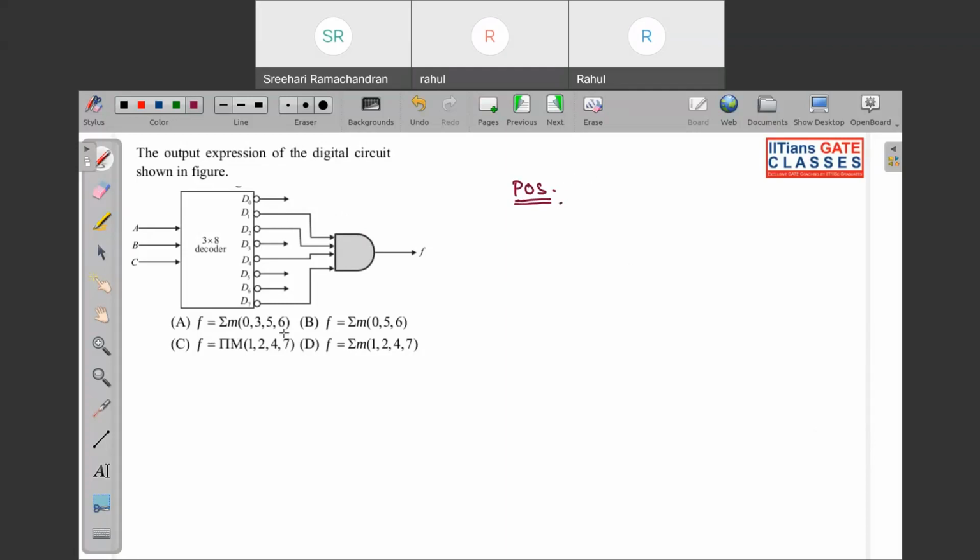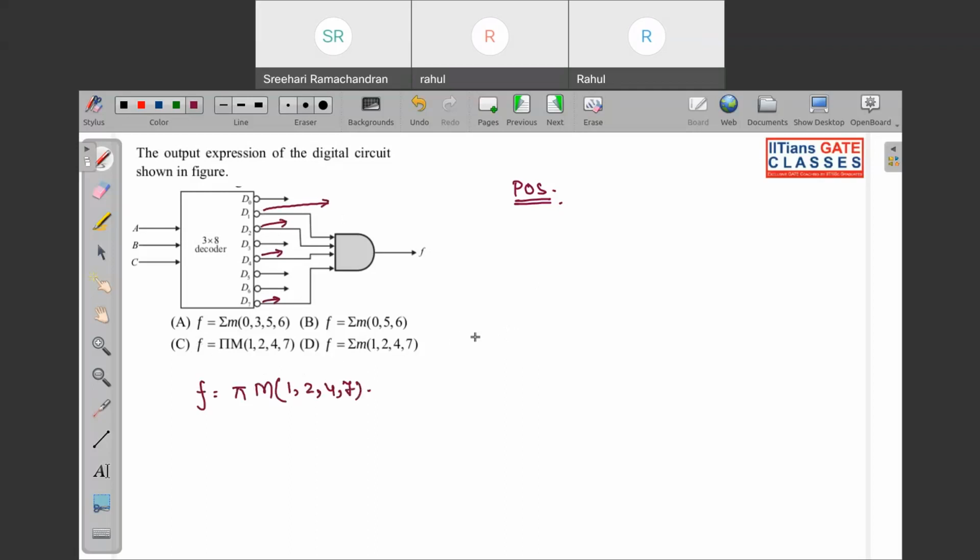So you need to check which of the options is correct. The max terms will be 1, 2, 4, 7. So this will be denoted by the function equal to pi capital M 1, 2, 4, 7.